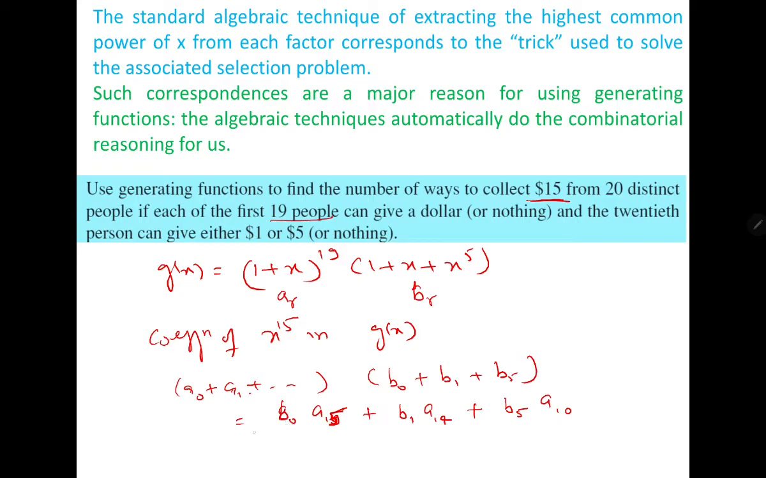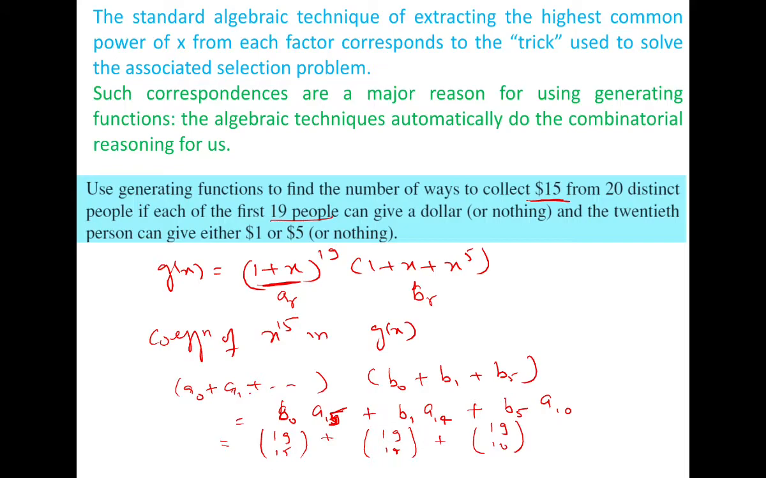So the first one, coefficient of b0 is 1, and the coefficient of x raised to the power 15 in (1 plus x) raised to the power n, which is a binomial expansion, is 19c15. In the second case, I need the coefficient of x raised to the power 14 from this bracket, so it becomes 19c14. And in the last case, I am looking for the coefficient of x raised to the power 10. So this is how we get the coefficient of x raised to the power 15 in the generating function.